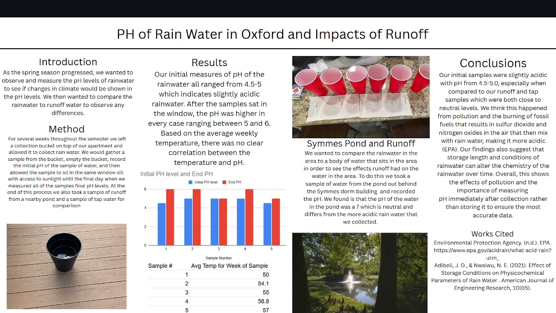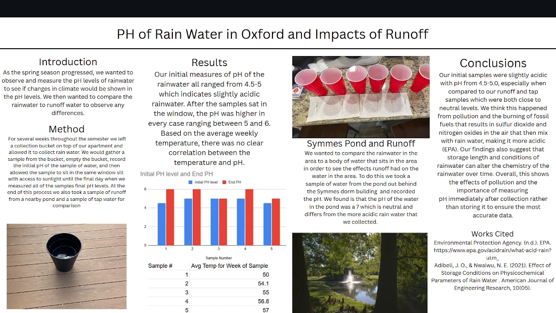So, looking at our initial measurements of the pH when we collected the rainwater, they all ranged from 4.5 to 5, which indicates slightly acidic rainwater. After the samples sat in the window with exposure to the sun, just from being in a windowsill throughout the day, the pH was higher in every case, ranging between 5 and 6.